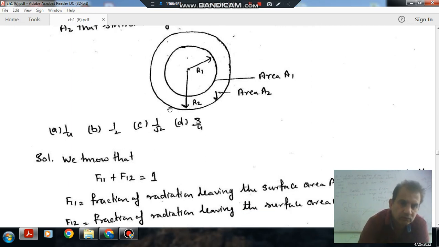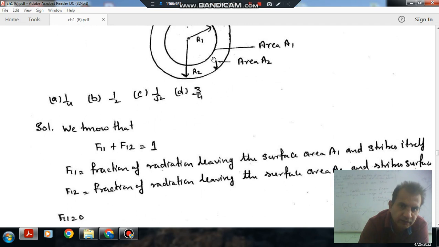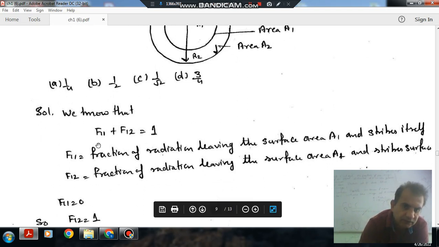Okay, so suppose this is your surface 1 and this is your surface 2. We know that F11 plus F12 is equal to 1, taking the outer surface of 1 and the inner surface of 2. F11 means the fraction of radiation leaving surface area 1 that strikes itself. F12 means the fraction of radiation leaving surface area A1 that strikes surface 2.